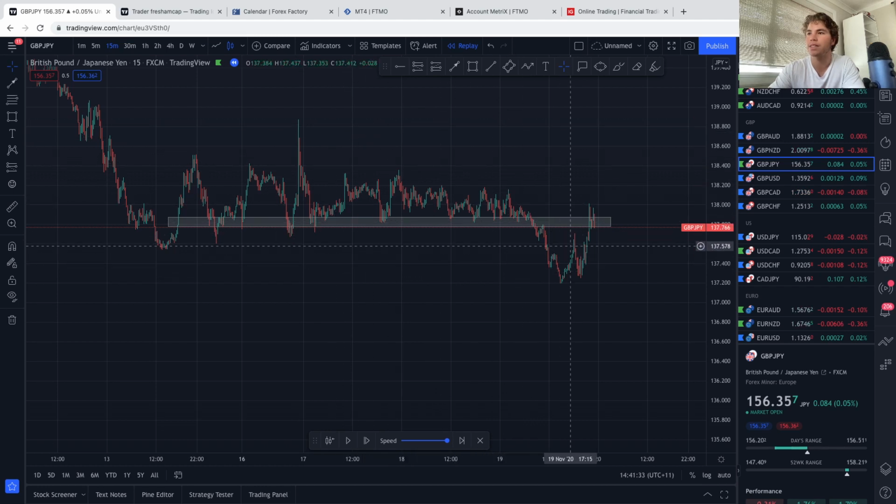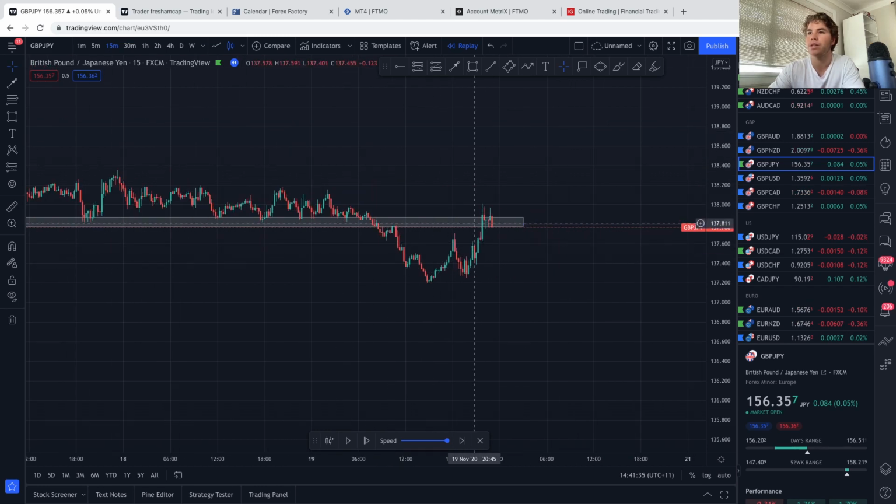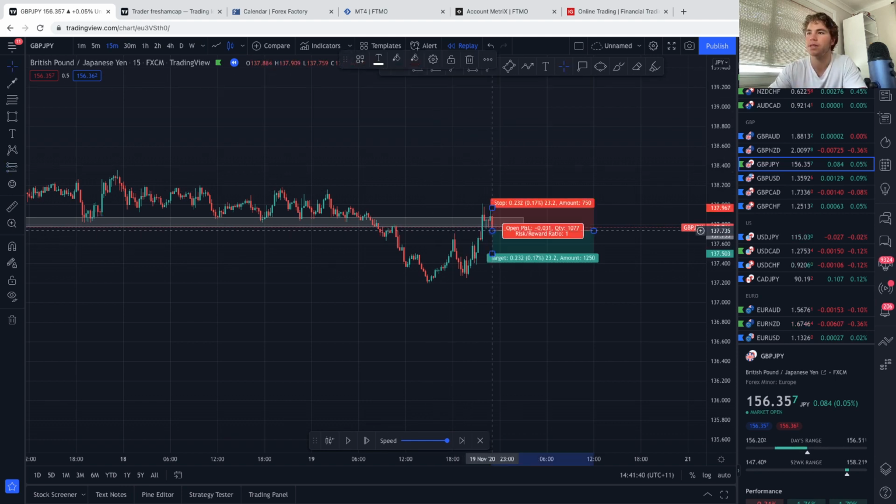The 4 hour is in a bearish structure. The 1 hour has come back for the retest, created a double top. And now we see a 15-minute double top rejection with a nice engulfing candle.